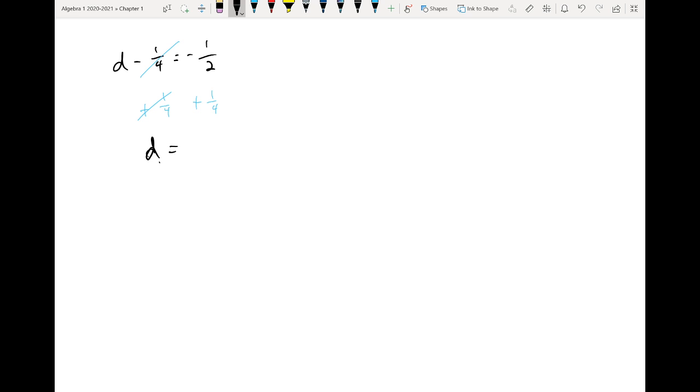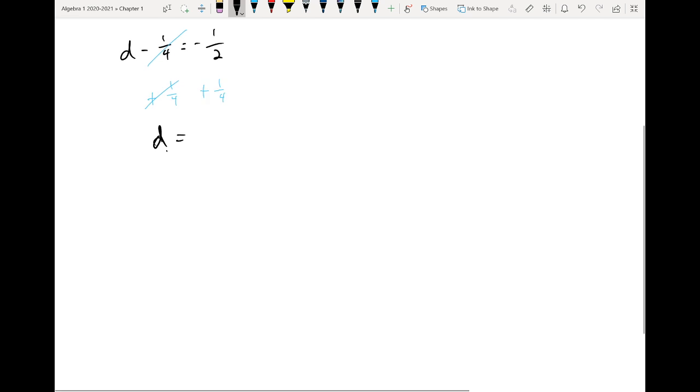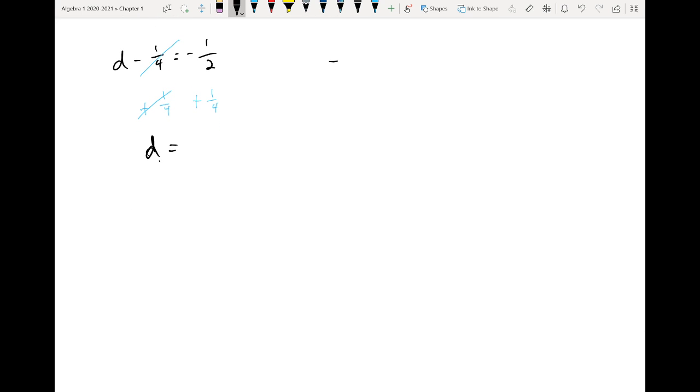But negative 1/2 plus 1/4, and for those of you guys, you're going to have to remember how to do these fractions. You're going to need common denominators, right? This guy, negative 1/2, is equal to negative 2/4 plus 1/4, right? Since you have common denominators, of course, that is the 4, it's going to stay the same. And then I just need to combine the numerators, negative 2 and positive 1, which is a negative 1. So my answer is negative 1/4 is what d is equal to, or d equals negative 1/4.